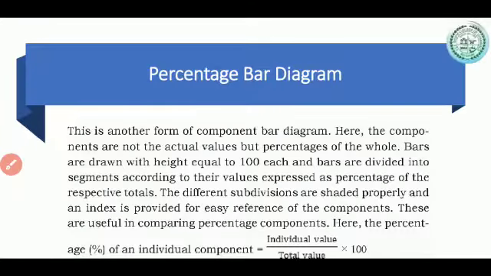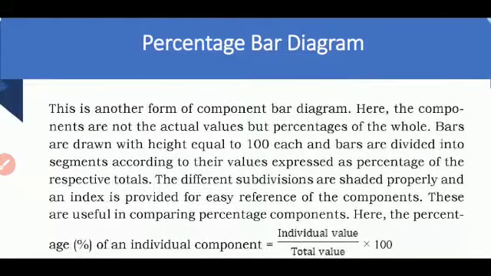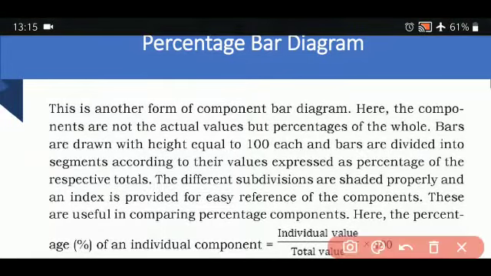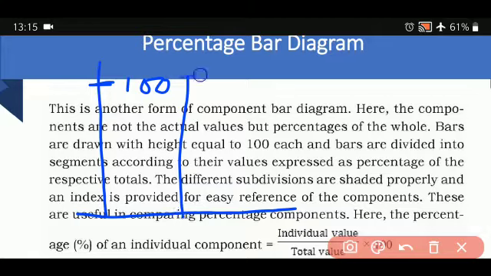Now the next diagram is the percentage bar diagram. Here, percentage bar diagram means you have to always keep in mind that the maximum value it will take is going to be 100. So your bar will be 100. Suppose you have to draw one bar, two bars, the maximum value is going to be 100.